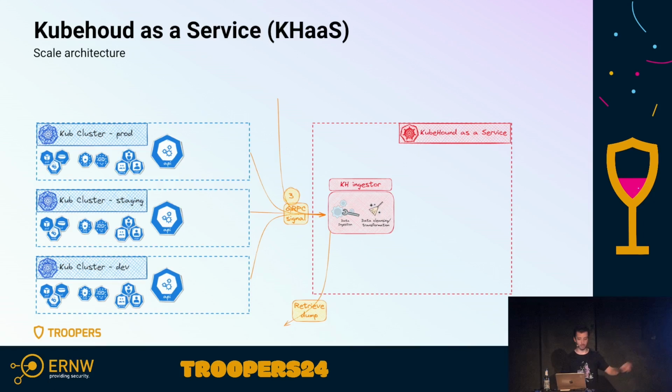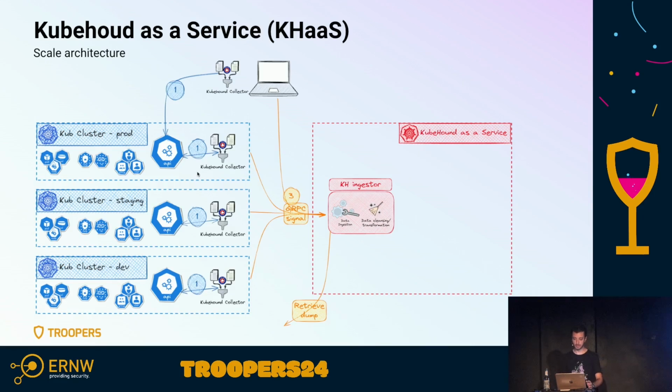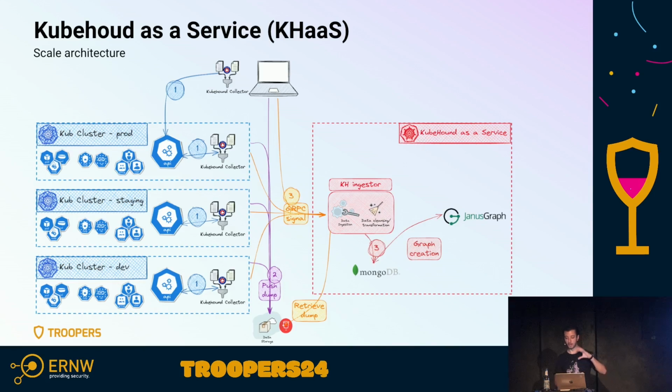We have all the clusters on the left. Let's say you have three clusters: production, staging, and dev. We put the collectors directly there to get the information. Then we push it to a data storage, which can be an S3 bucket or whatever cloud provider you are using. Then it pushes a signal to the KubeHound ingester, through a gRPC call, that will retrieve the data. From it, we create and push the data into MongoDB and the JanusGraph one. And then you can visualize it through Jupyter.